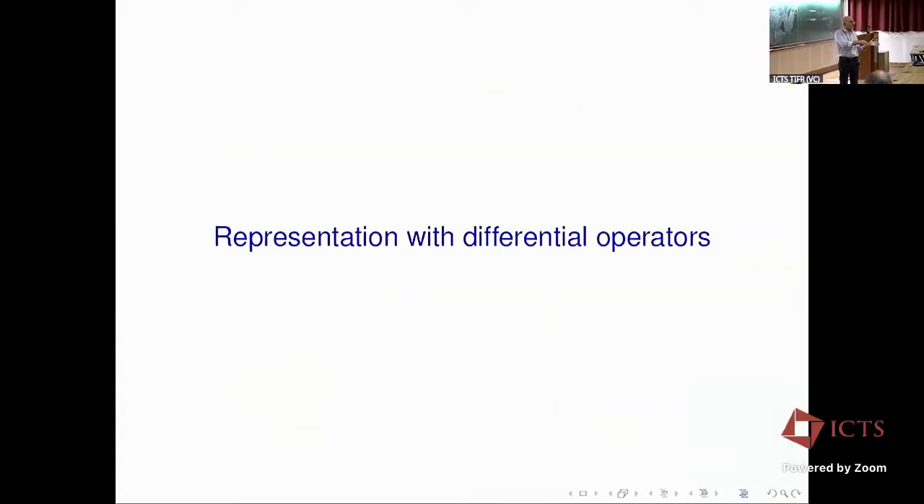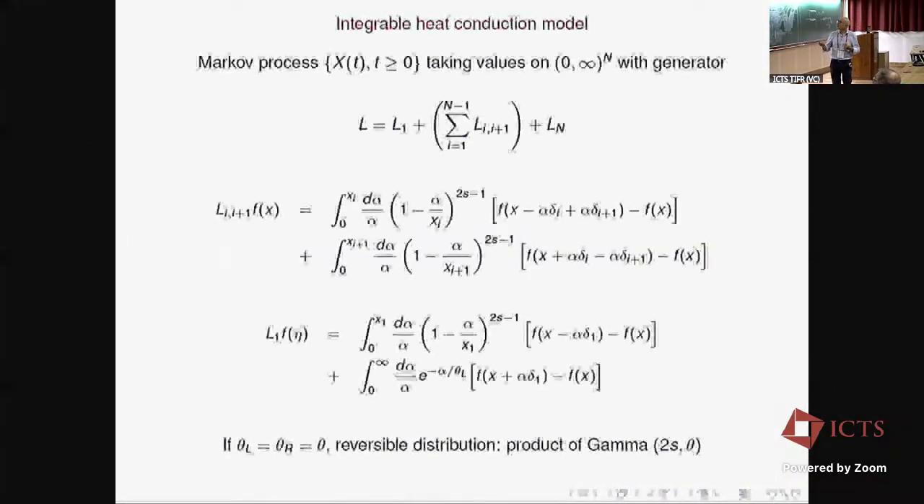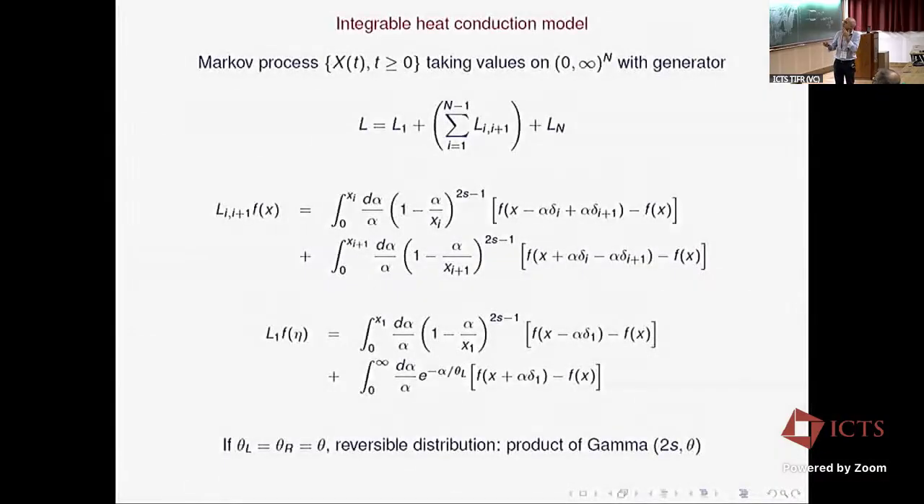There is also a representation with differential operator which will give an integrable heat conduction model similar to the original KMP, and the generator is written here. Essentially, let's look at spin 1/2, so this part is not there. Now we have a continuous version. We have energy x, and we move an amount alpha from site i to site i plus 1 at a rate 1/alpha, rate between quotation marks.